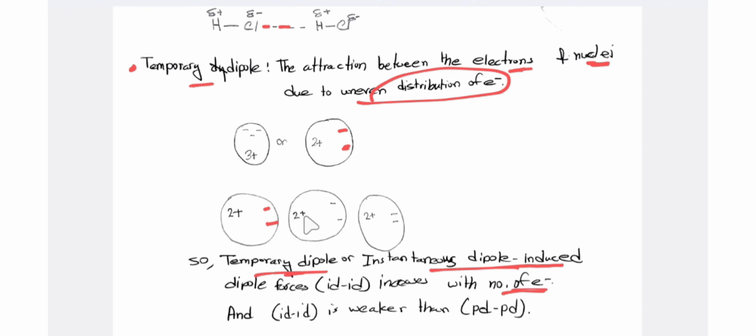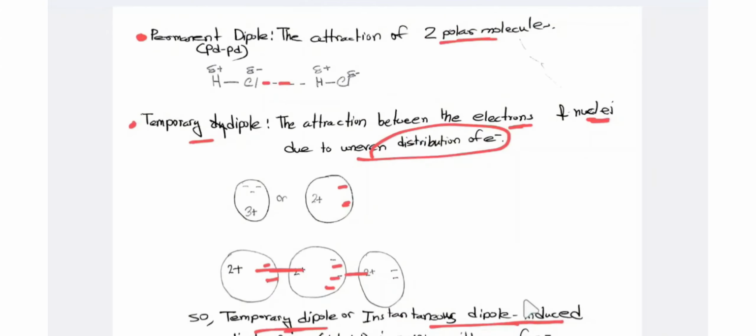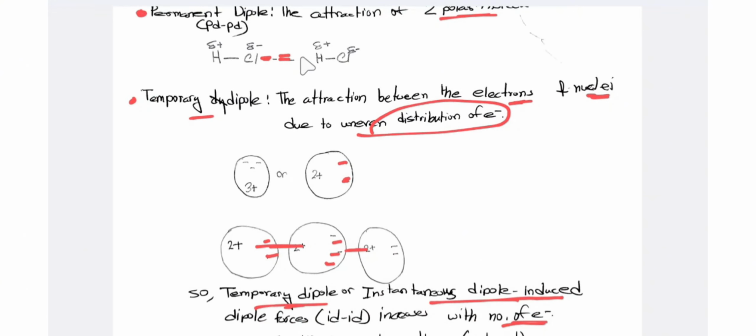So as we can see, there are instantaneous dipole induced dipole forces between the molecules, and it increases with the more number of electrons. That means if there are more electrons, then there are more instantaneous dipole induced dipole forces. Instantaneous dipole induced dipole force is weaker than permanent dipole force. So permanent dipole force is stronger compared to temporal dipole or instantaneous dipole induced dipole intermolecular forces.